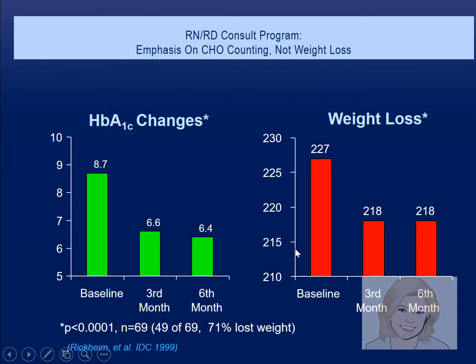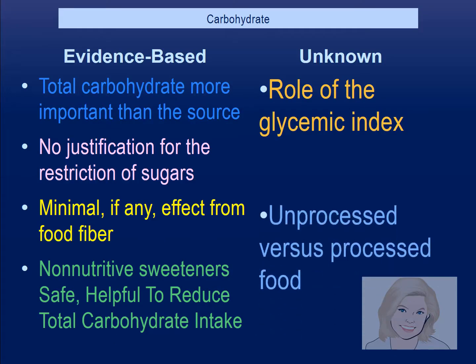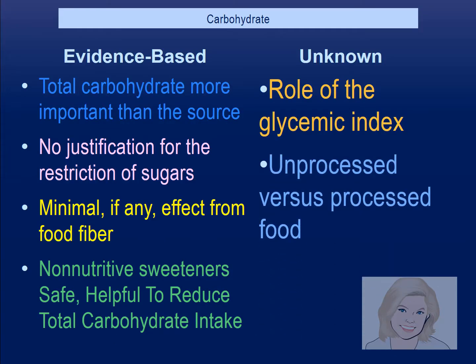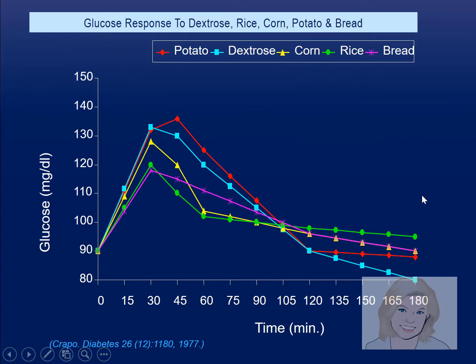So if someone's glycosylated hemoglobin went down, did they lose the weight? And there's not necessarily a correlation, kind of like the chicken and the egg. If we're looking at what studies show, carb is the most important thing. You don't need to restrict sugar. No, it's not nutrient dense, but food fiber is not going to make a difference. There's no proof of the glycemic index. I know it was in your textbook, but we eat a combination of food. You eat beans and rice, right? And there's no proof that organic, free range, unprocessed versus processed food is going to affect your blood sugar. A sugar is a sugar is a sugar. It doesn't matter if it's dextrose, rice, corn, potato. They all raise your blood sugar.